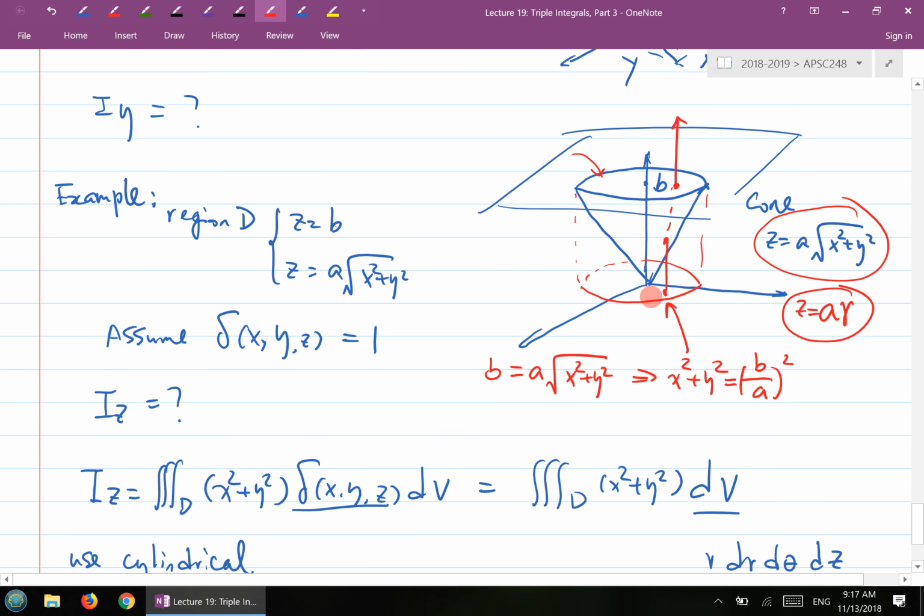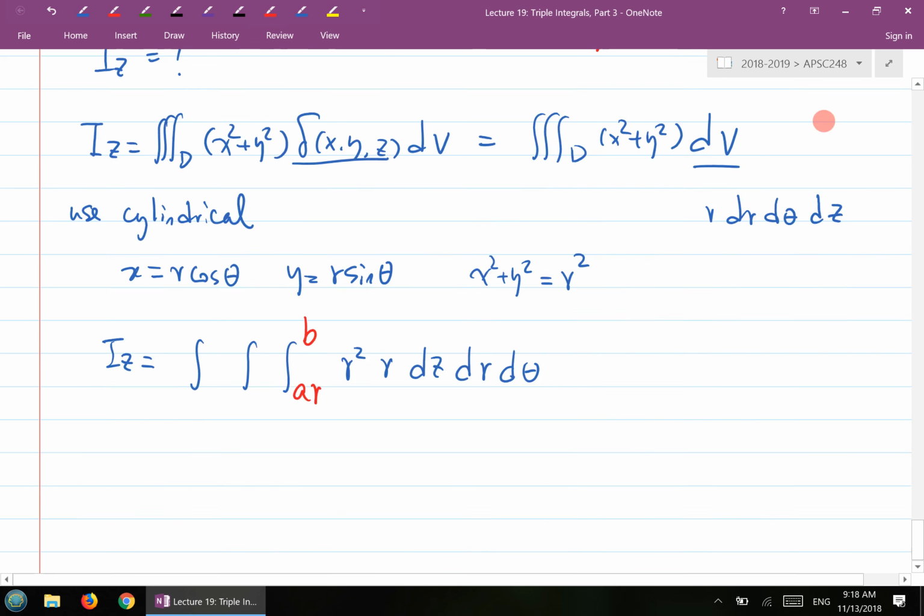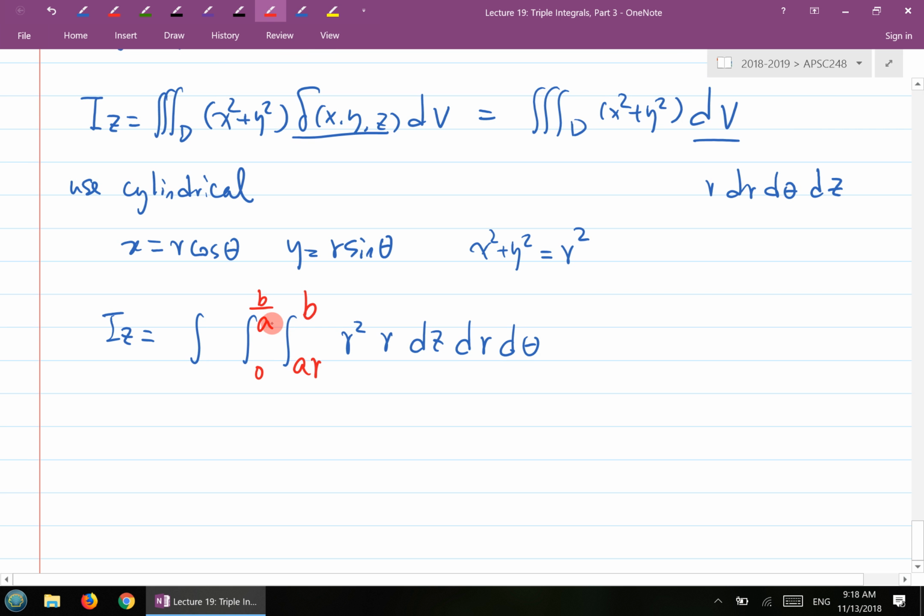R limits are based on the shadow. You draw a radial line out of this shadow here. First and second contact give you r min and r max, and that's basically the circle right here, so 0 to b over a. Finally, sweep the radial line 360 degrees across the shadow, and that's 0 to 2 pi. So here are all the limits, and this is the rest of your integration terms. It's a very straightforward integration, and you should get pi b to the power 5 over 10 times a to the power 4.